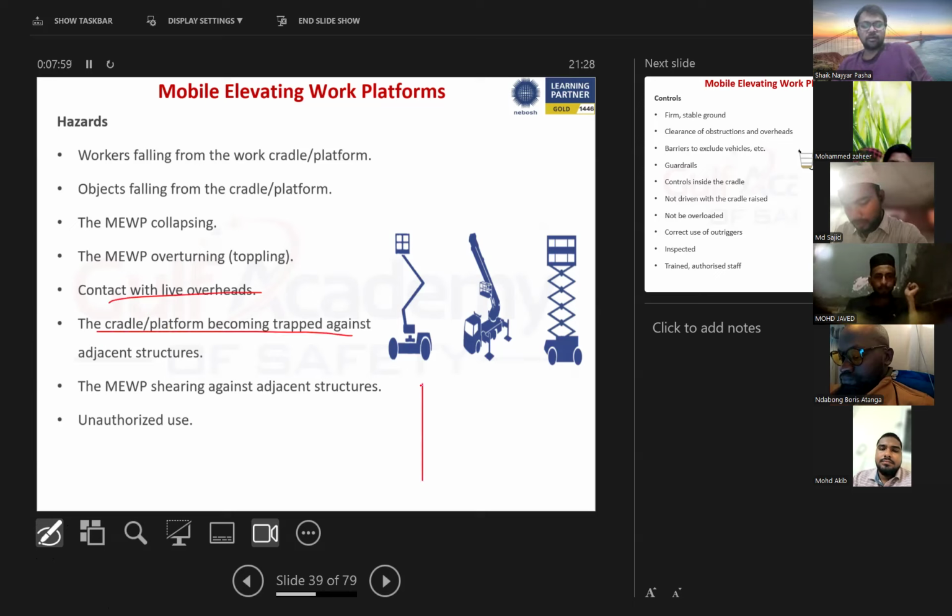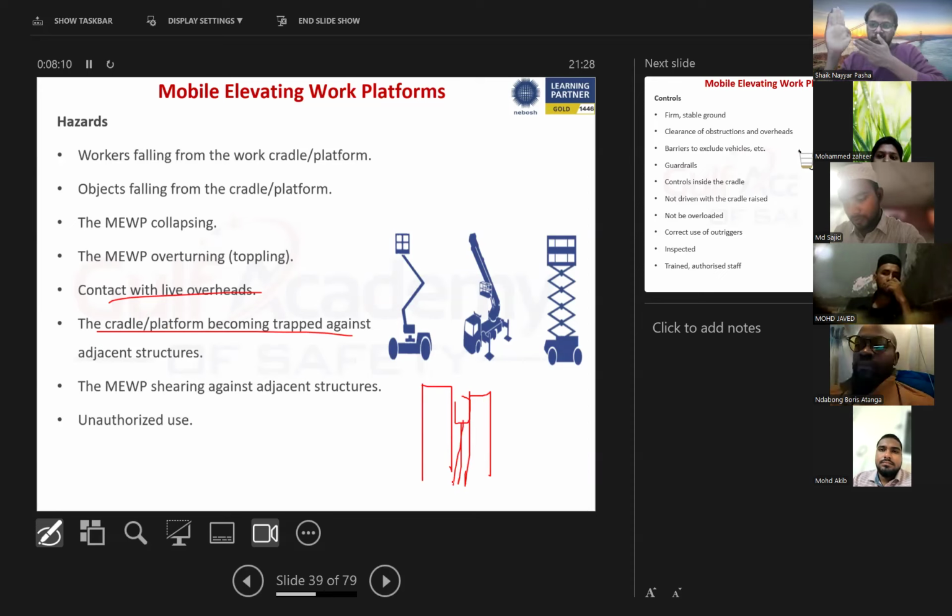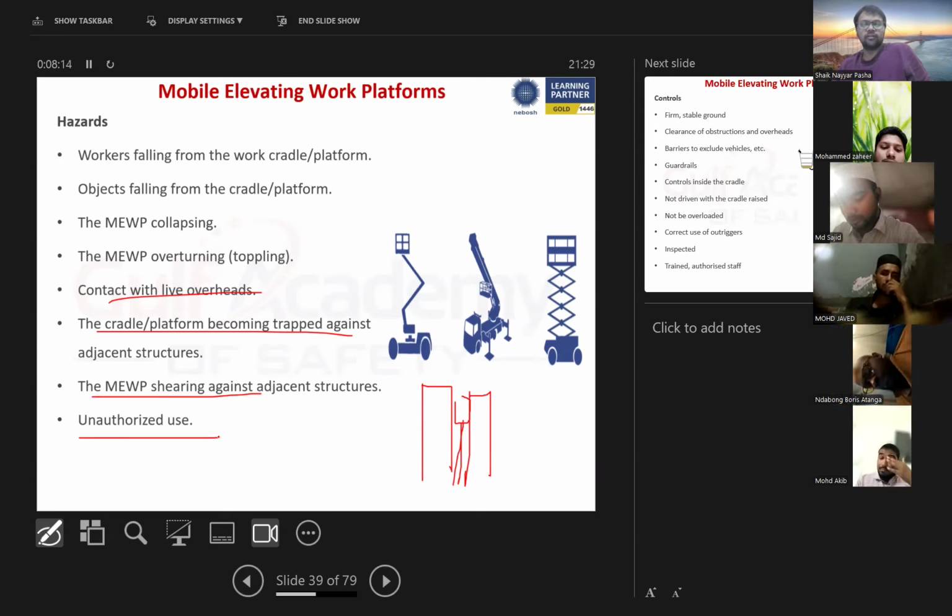If you are working in between two adjacent structures or buildings, and there is not enough gap, this cradle could get stuck in between. And while you are moving it, it could get sheared between the buildings, dragged between the buildings. That is one thing. And it could result in unauthorized use. So coming to the control measures, simple.